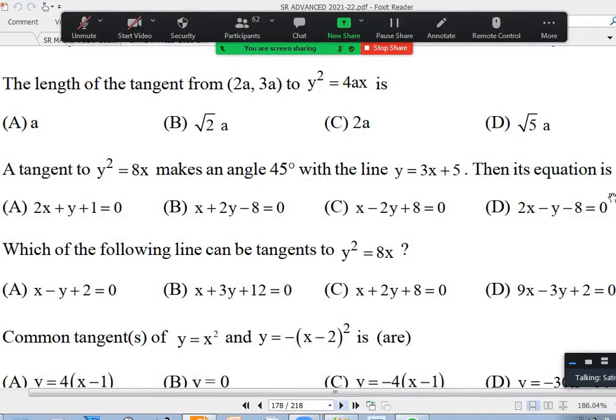Okay, 15. Just check for each option whether you can use c equal to a by m, or am square equal to ln. If you don't remember any formula, try to solve the line and curve, you'll get a quadratic equation, and the roots should be equal.